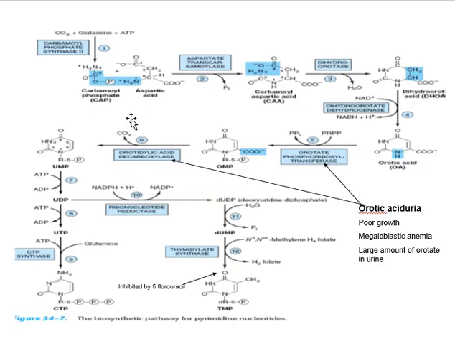Now this diagram shows the reactions of the pyrimidine biosynthesis. In the first reaction, we see that the carbon dioxide and glutamine react in the presence of ATP to form the carbamoyl phosphate, and the reaction is catalyzed by the enzyme carbamoyl phosphate synthetase 2. Then this carbamoyl phosphate condenses with the aspartic acid to form the carbamoyl aspartic acid, and this reaction is catalyzed by the enzyme aspartate transcarbamylase.